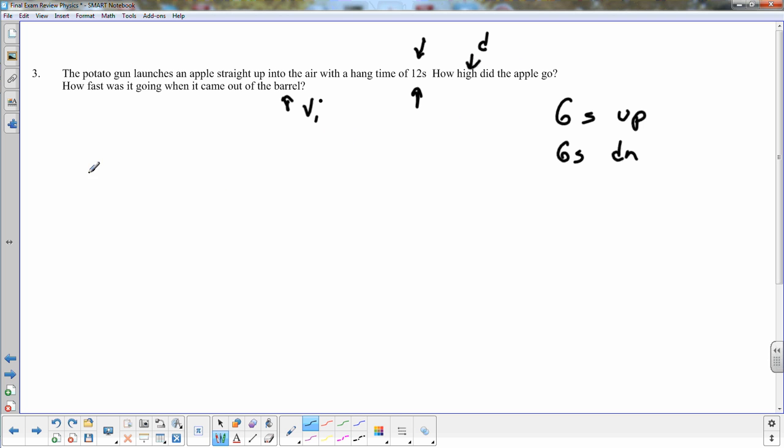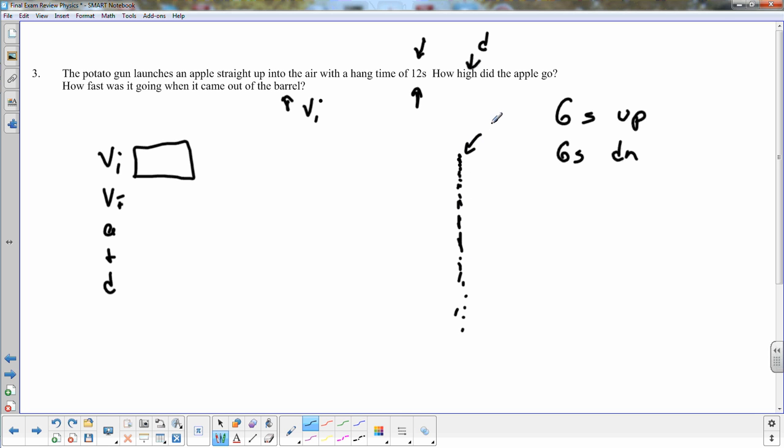Let's go with my handy dandy chart, VF, A, T, D. I'm solving for VI, and in this whole trip, I know one thing. I know the velocity, boom, slows down, stops, comes back down. So right here, I know the velocity is 0. I don't know what the velocity down there is, but I know up there it's 0.